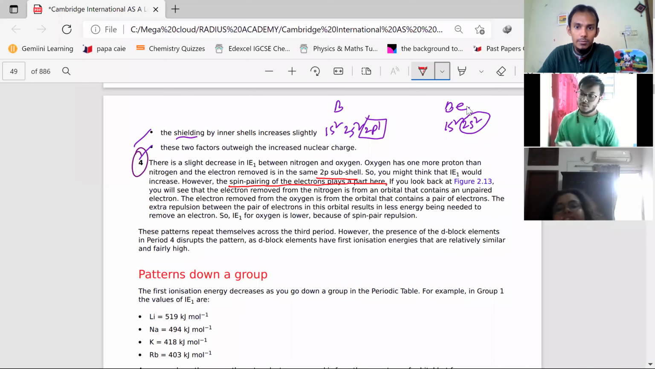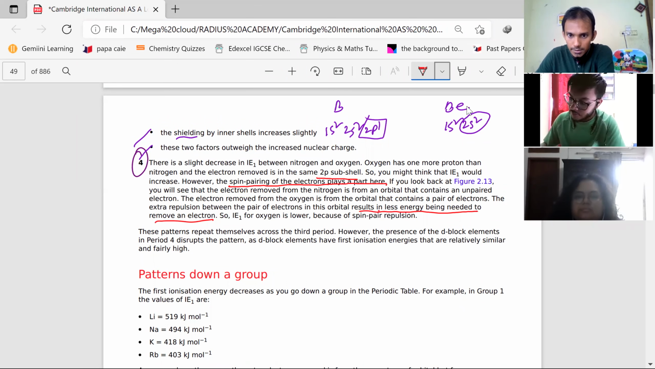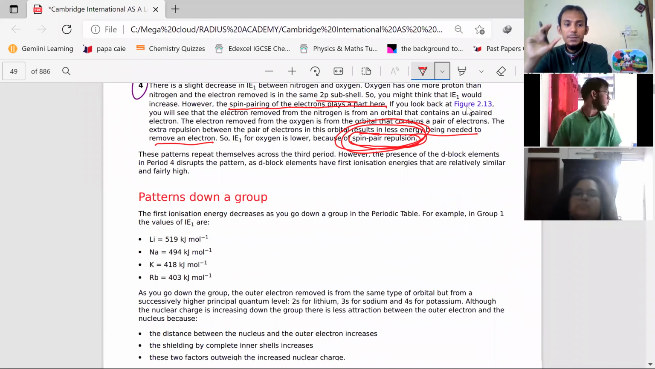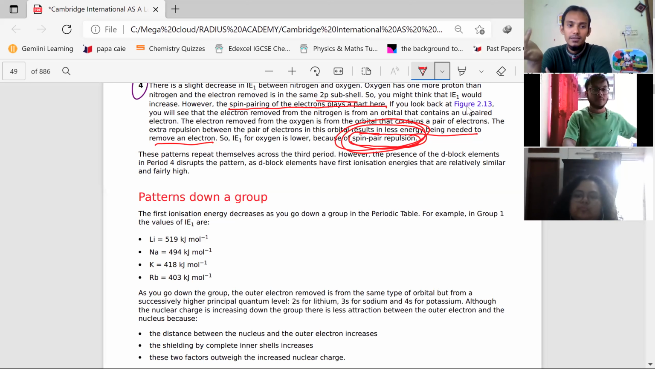We call this spin pair repulsion. Unlike nitrogen, the electron removed from oxygen comes from an orbital containing a pair of electrons. The extra repulsion between the pair of electrons in the orbital results in less energy being needed to remove an electron. So the first ionization energy is lower because of the spin pair repulsion. This is the key word here. So take this word: spin pair repulsion, or spin pair pairing repulsion. Electron repulsion. That is the thing.